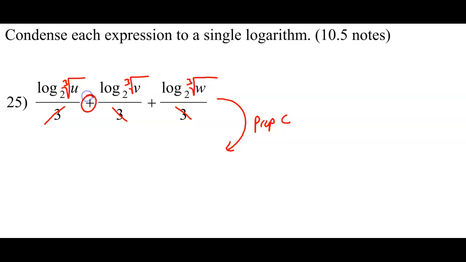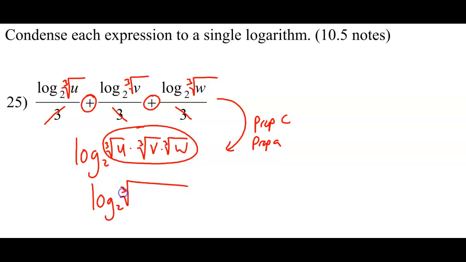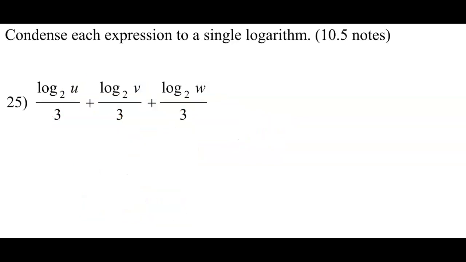Next, since they're all being added together, we're going to use property A. Let me write that over there. Property A to multiply all those together now in one log. Now another little rule is that when you have roots being multiplied, if they're all the same kind of root, what you could do is just make it one big root with all those letters on the inside. Okay, so that would be number 25.